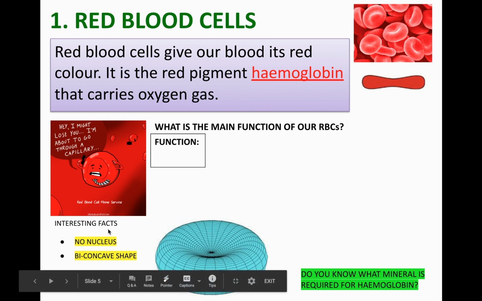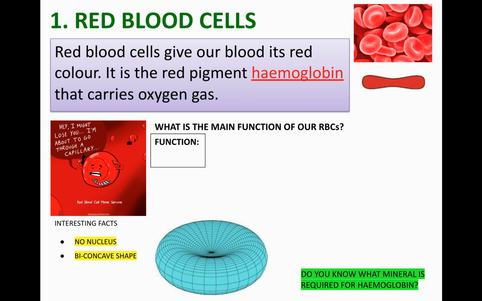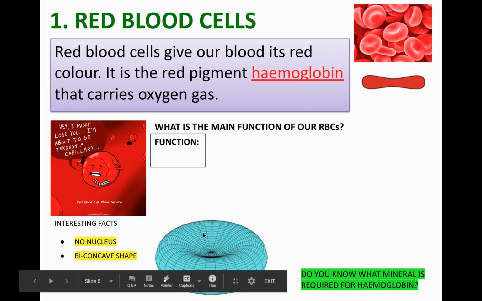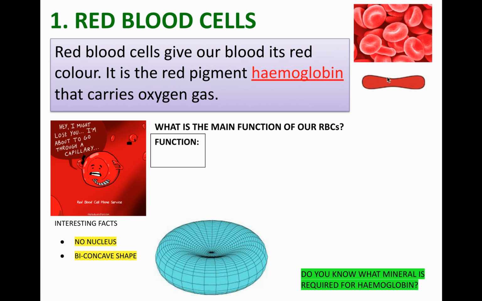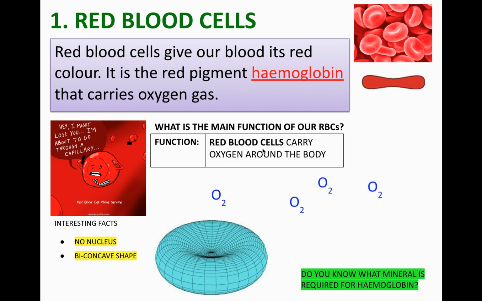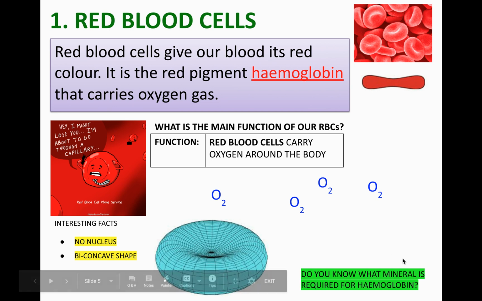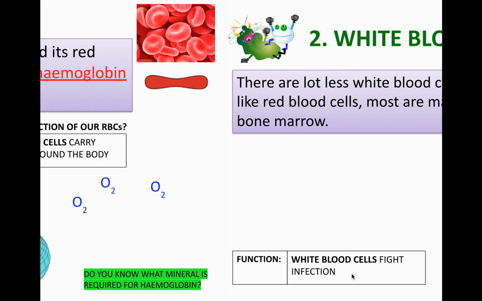What's interesting about these is that they contain no nucleus, and they have what we call a biconcave shape. A nucleus is something we expect in all cells, but the only cell in the body where we find no nucleus is the red blood cell. They have a biconcave shape, bi meaning two, and concave means that it has this unusual shape that kind of goes in at the middle. And of course, the main function of these red blood cells is to carry oxygen around the body, and the mineral that makes up this hemoglobin is called iron. Okay, we'll stop there for today.